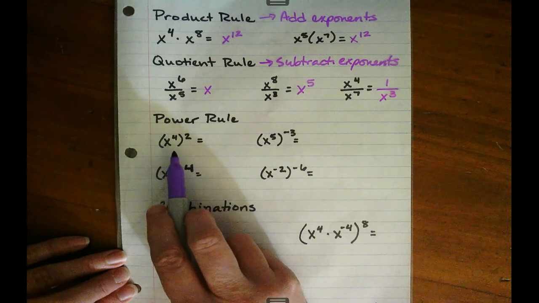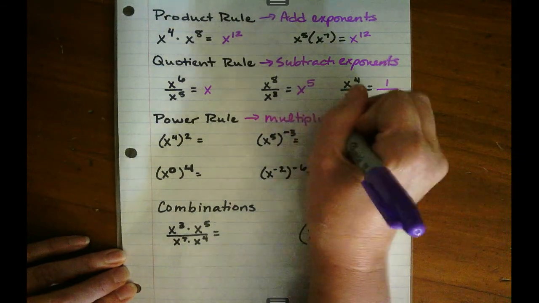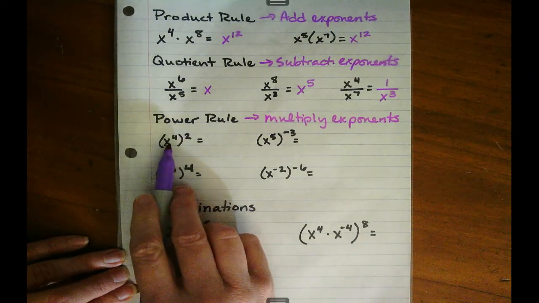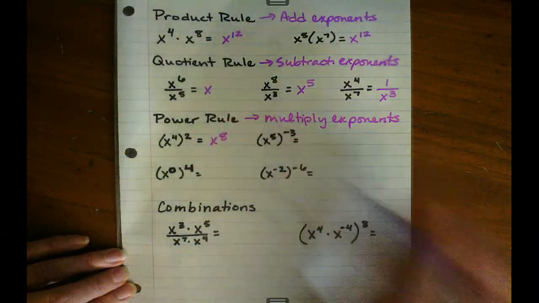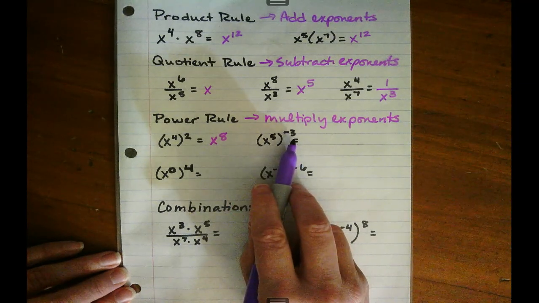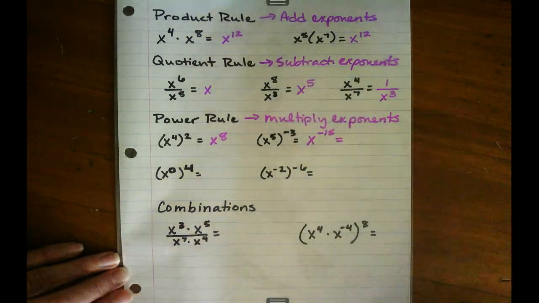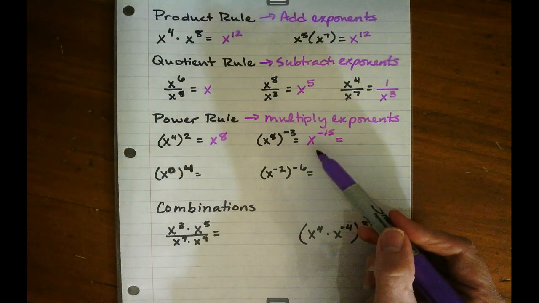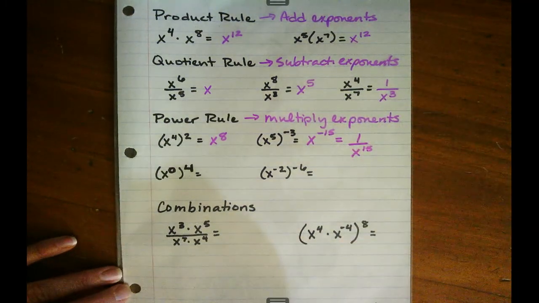In this case, when we raise a power to a power, we multiply the exponents. So on this one, we have x to the 4 raised to the power of 2. 4 times 2 gives us x to the 8th. This one, x to the 5th raised to the negative 3. That would give us x to the negative 15, but I don't want to use a negative exponent. If I have a negative exponent, that's going to move this x to the denominator, so it will become 1 over x to the 15.